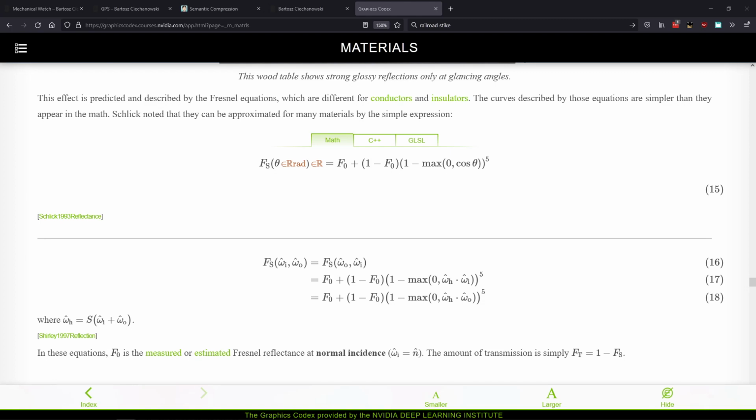Yeah, so it's F0 because the Fresnel reflectance at 0 degrees, or perpendicular to the normal, or parallel to the normal. Yeah, at a grazing angle. What's the difference between these two? Oh, I0 and I and O, okay.